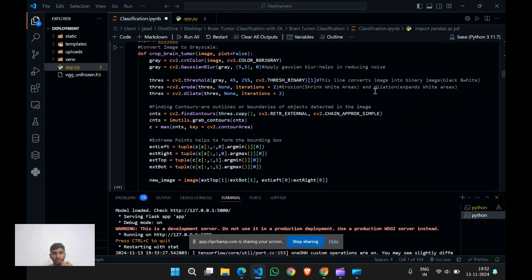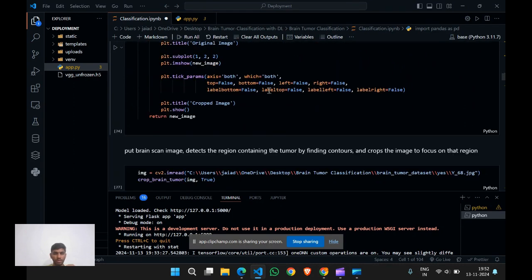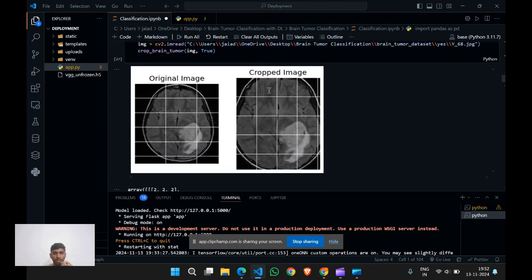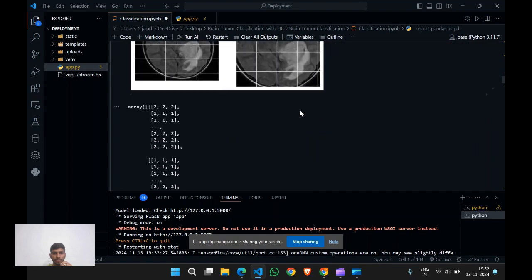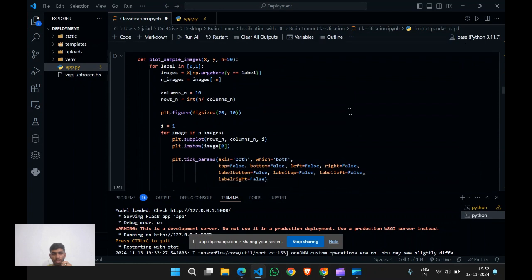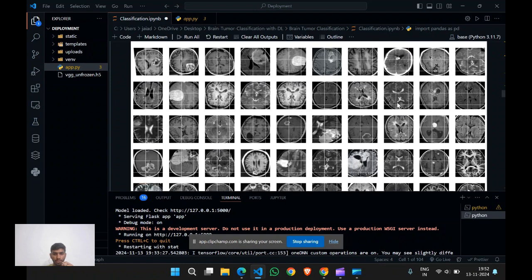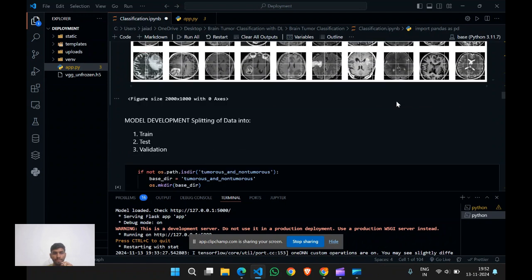Here I have used grayscale, that is converting BGR into grayscale so that the model would learn properly. So this is the original image. We have cropped it. And in order to take an overall look at the entire image, here you can see the overall images where I have cropped and used the various techniques.